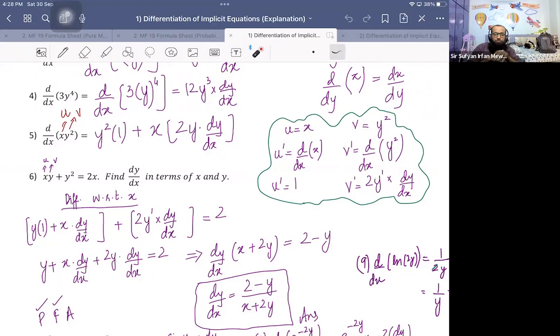Alia, did you get it now? Everyone, please acknowledge on chat as to whether you have understood example number 6 or not.